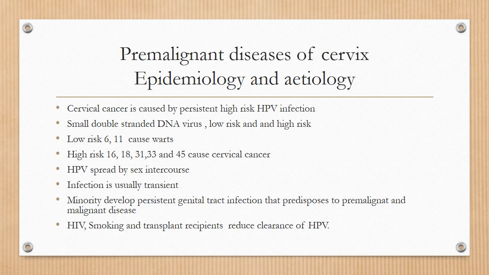premalignant and malignant disease. HIV, smoking and transplant recipients are associated with reduced cell mediated immunity, so there is reduced clearance of HPV. So these persons are prone to develop pre-malignant lesions of the cervix.